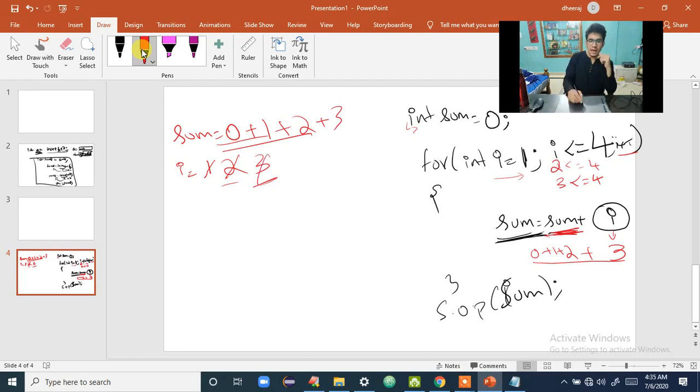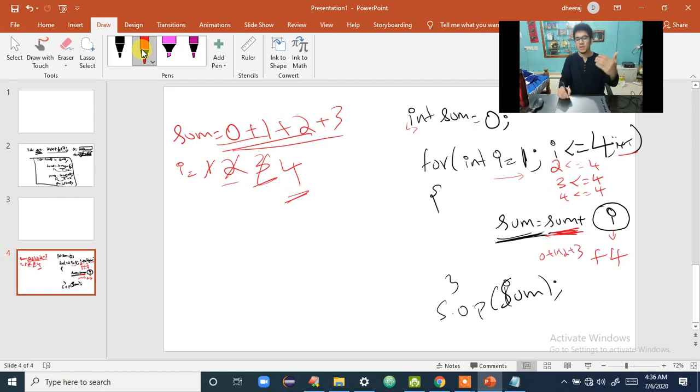Then I plus plus will happen, I becomes 4. It will check the condition: is 4 less than or equal to 4? Yes. Then what will happen? What's the I value right now? I value is 4. You write the 4, plus sum value. What's the sum value? It is 0 plus 1 plus 2 plus 3. So what is 0 plus 1 plus 2 plus 3 plus 4? It is 0 plus 1 plus 2 plus 3 plus 4. Where are you storing? In the sum. So my sum will contain 0 plus 1 plus 2 plus 3 plus 4 here. Then I plus plus will happen, I becomes 5. It will check the condition: is 5 less than or equal to 4?